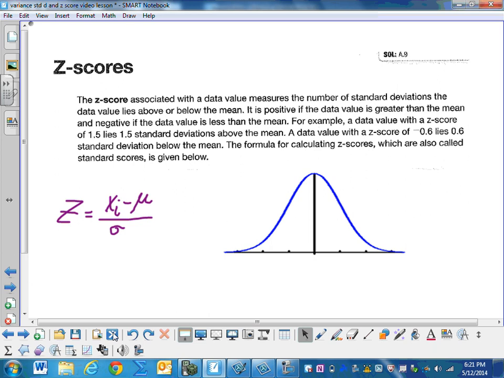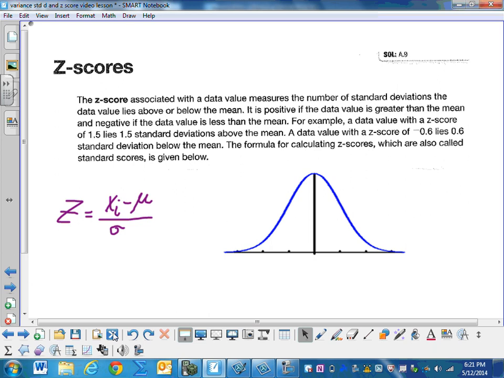A formula for calculating z-scores, which are also called standard scores, is given below. So z is equal to x sub i minus mu divided by the standard deviation. So z-scores are different than the MAD, the variance, and the standard deviation. The MAD, the variance, and the standard deviation are numbers we calculate for the whole data set. A z-score we calculate using one element of the data, and we compare that to where it is in place of the mean.